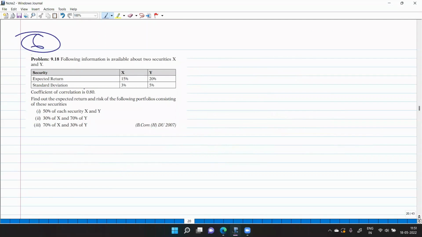Sixth question for the day, find out the expected return and risk. These are the information for the returns. This is for standard deviation. This is P12, that is PXY in this particular case. And these are the weights given to me.